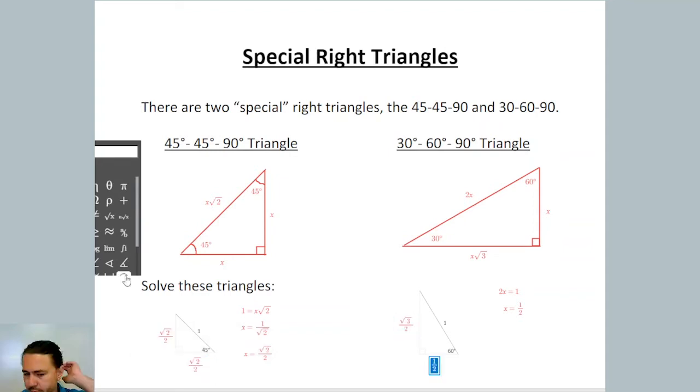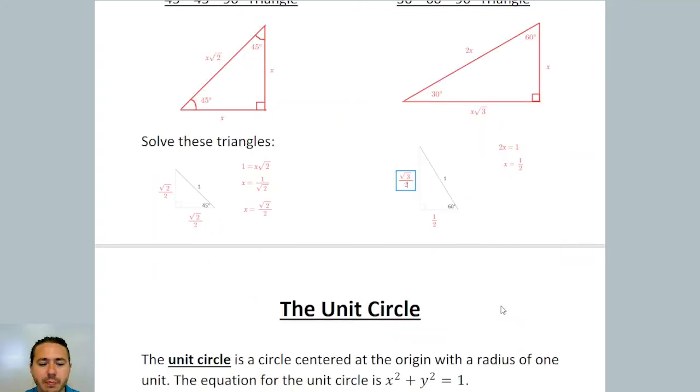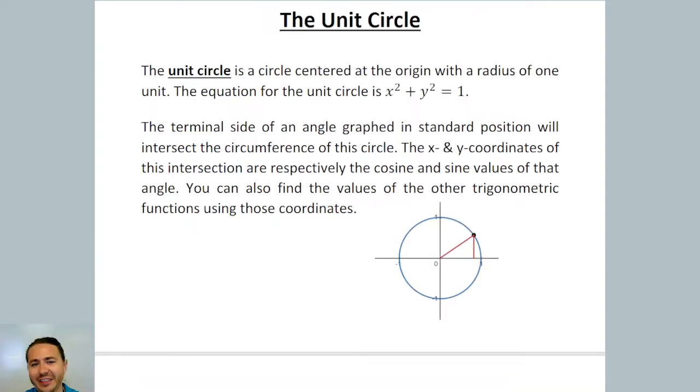So this is just a quick little review of geometry. It's important that you know these ratios, but what's more important is you start familiarizing yourself with these numbers. Because we're going to use these right triangles to construct something known as the unit circle. I hope you guys are ready for this. All right, so let's go ahead and define it. The unit circle is a circle that has a radius of 1 unit. That's why it's called the unit circle.